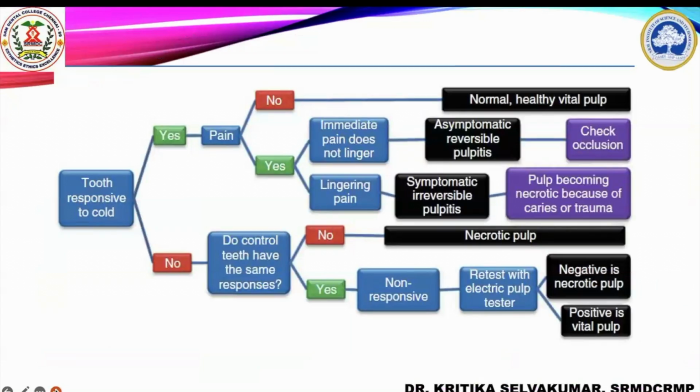So once the cold stimulus is placed on the tooth and the patient experiences pain, when there is an immediate pain that does not linger, it shows that the tooth is in the phase of asymptomatic reversible pulpitis. Whereas when the patient has lingering pain even after the removal of the cold stimulus, then it signifies that the diagnosis is symptomatic irreversible pulpitis. And if the patient does not respond to the cold stimulus, it clearly showcases that the pulp inside is completely necrosed.